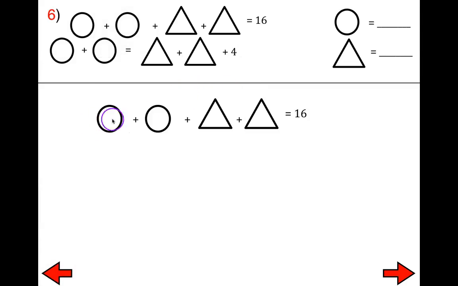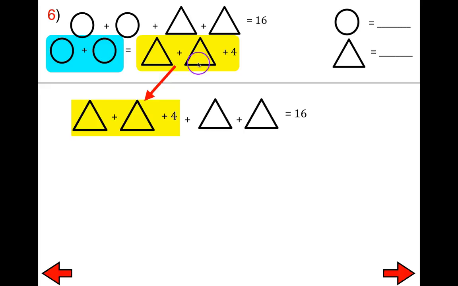Here it says that 2 circles plus 2 triangles equals 16. But we also know that 2 circles equals 2 triangles plus 4. So what we're going to do is go ahead and swap out these 2 circles and replace them with 2 triangles and a 4. This leaves me now with 4 triangles plus 4 equals 16.